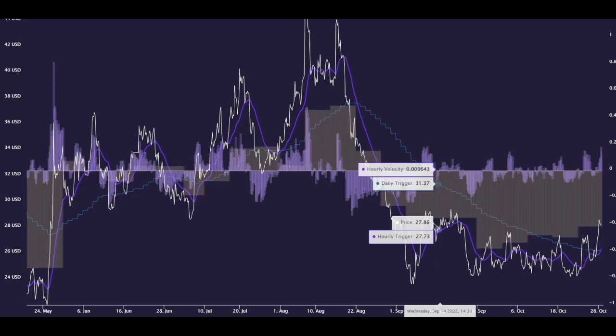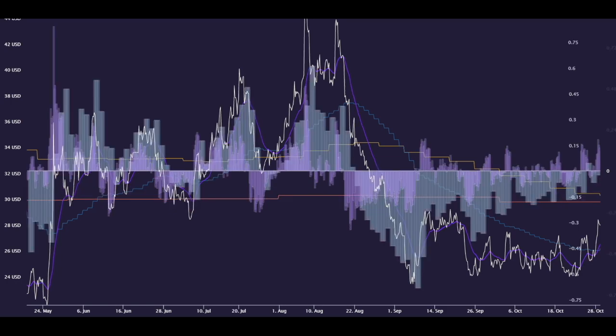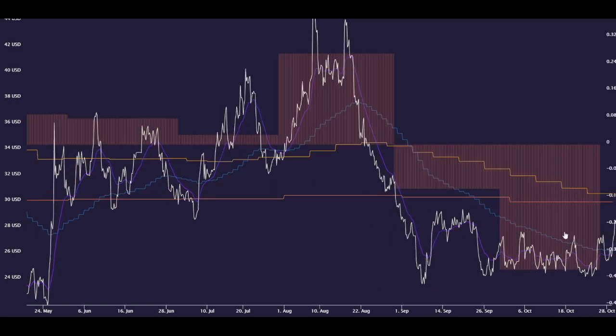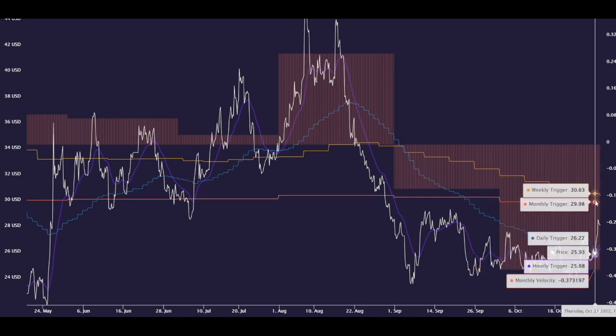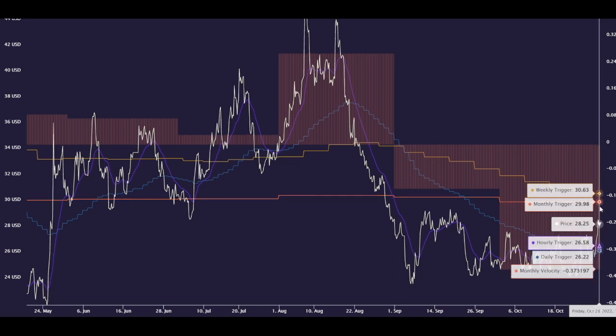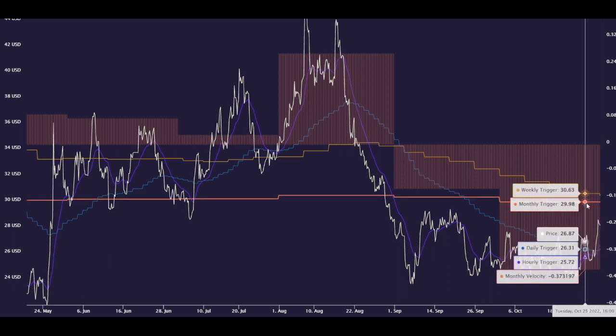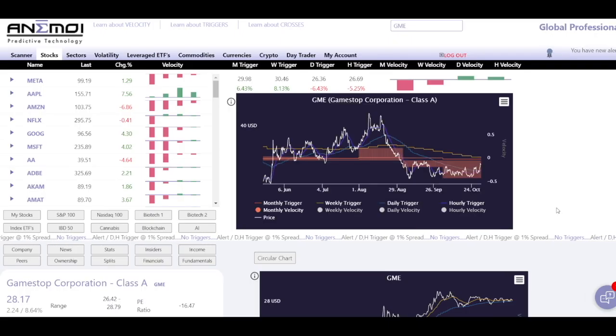So while things definitely look bullish, I'd like to see us above the weekly trigger and above the monthly trigger to be really bullish. Now, the monthly velocity, which is really negative right now, tells us that this monthly trigger will automatically be a rejection, but the month ends tomorrow. So the closer GME closes to 29.98, the better of a month GME is going to have in November. So let's see how that works out.